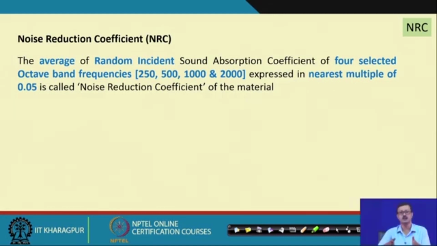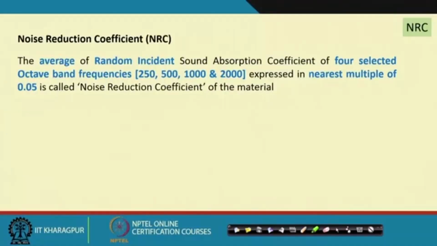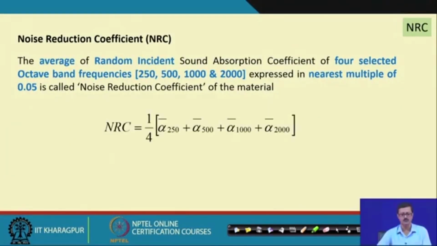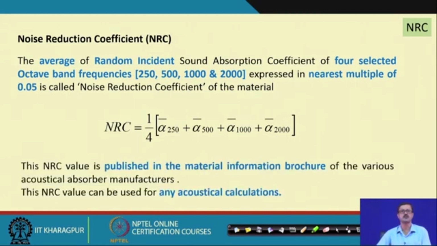Because this middle band of frequencies, 250, 500, 1000 and 2000, is the most used in our normal environment for any kind of speech, music and all. And we will take the average of that. So, I have written down 1/4 of the sum of those 4 random alpha values, and it is expressed to the nearest multiple of 0.05. This is called the noise reduction coefficient of any absorptive panel, and that is the end of it, because this NRC value is actually published in the material information brochure.